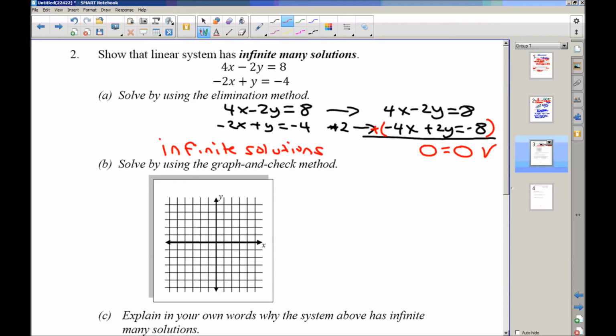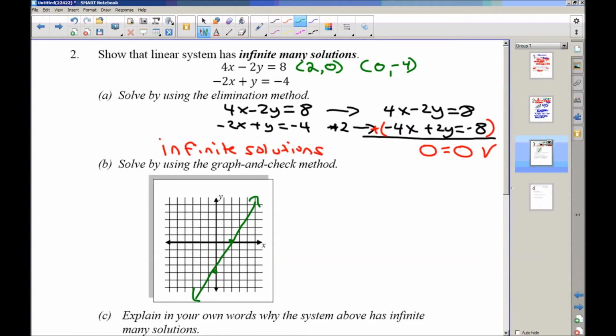Okay. So we're going to solve this system by using the graph and check method. So we're going to graph them. Both of these are best graphed using x and y intercepts because they're in standard form. So I'll get the x and y intercepts here. So the x-intercept is when y is 0, and I'll solve for x here. 4x equals 8, so x is 2. And the y-intercept is when x is 0, so the 0 term goes away, and we have negative 2y equals 8. So y is negative 4. So 2, 0, and 0, negative 4. I'm going to graph this one.